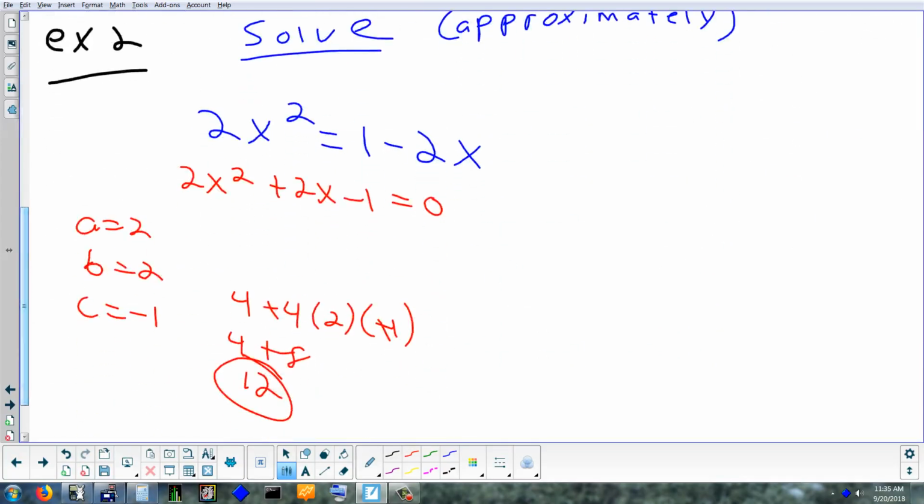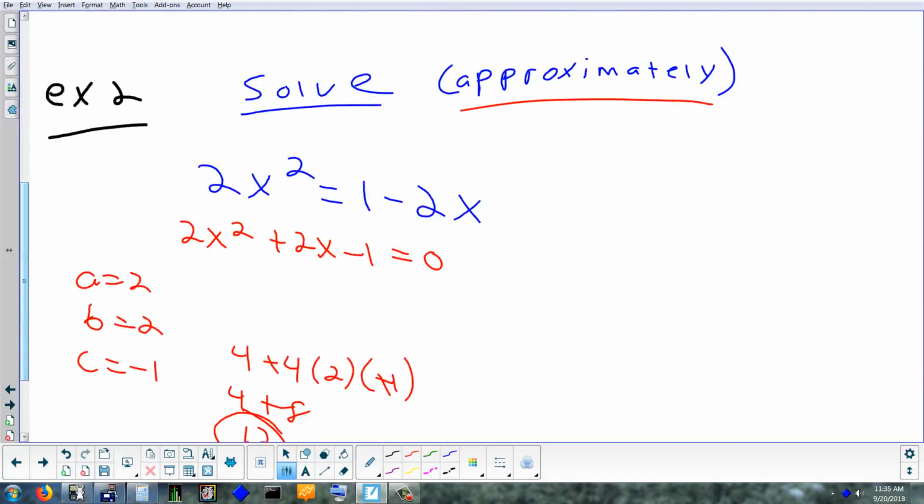Now, let's solve it. Since they say I can do it approximately, that means I can use a graphing calculator. If they wanted it exact, what's the other way to solve a quadratic equation without a calculator? What do you have to use? Isn't it the quadratic formula? You would have to use the quadratic formula. Okay? Negative b plus or minus square root of b squared.